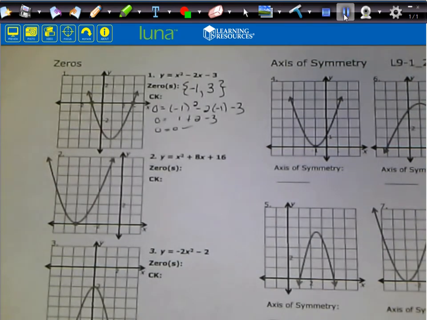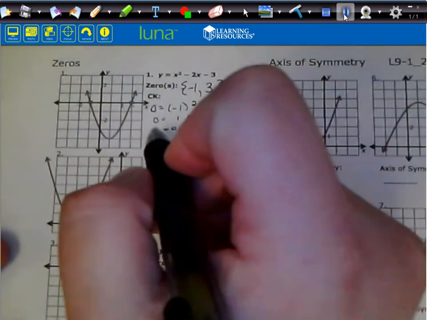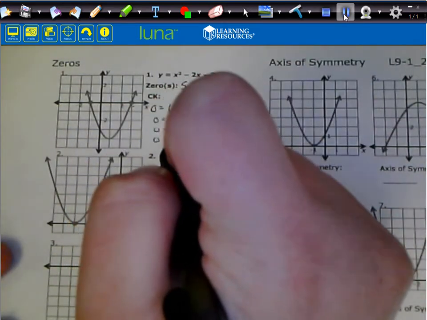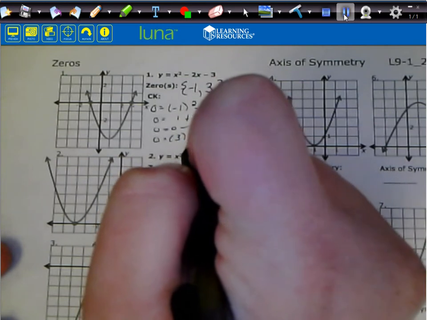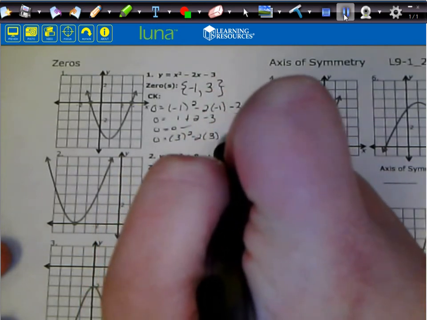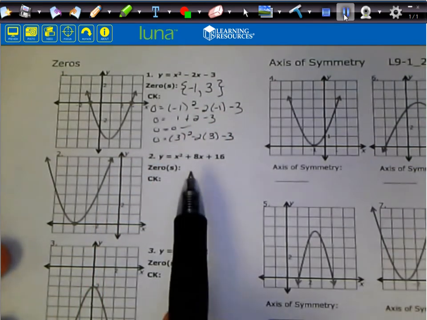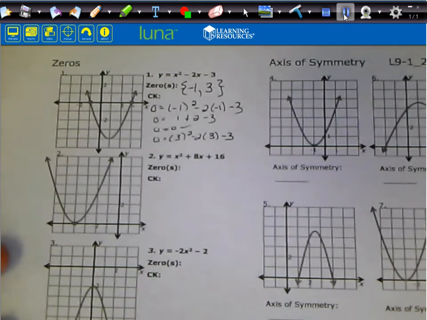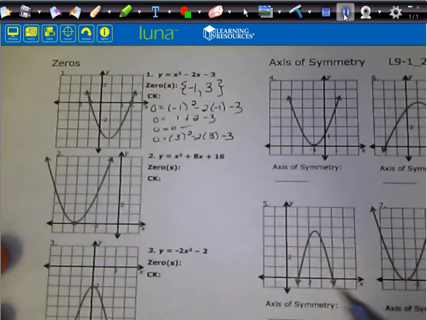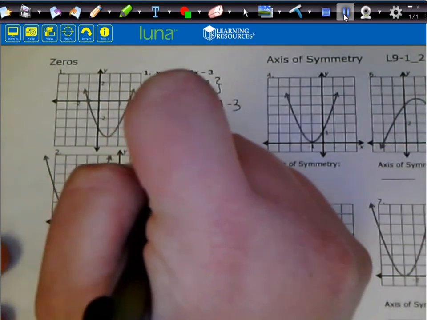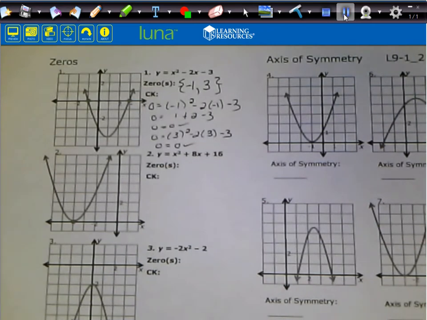Everywhere we see x, we're going to plug in a 3, and that should also give me 0. So I'm going to put in 3 squared minus 2 times 3 minus 3. Notice that everywhere I plugged in a 3, I put parentheses around it, because anytime you plug in a number, it needs to have parentheses. Again, you can plug all of this in your calculator if you would like, and it should give you 0. So 0 equals 0, and that checks out. So there's number 1. Make sure you have all that written down.